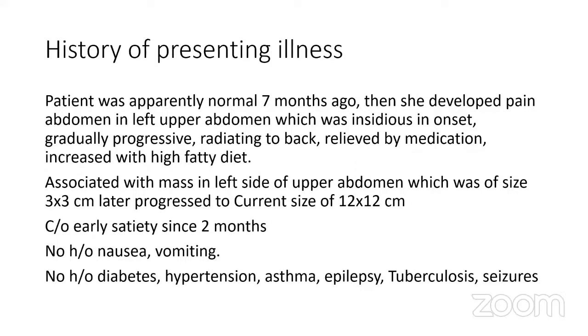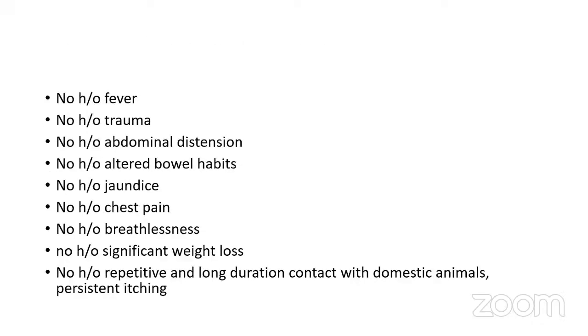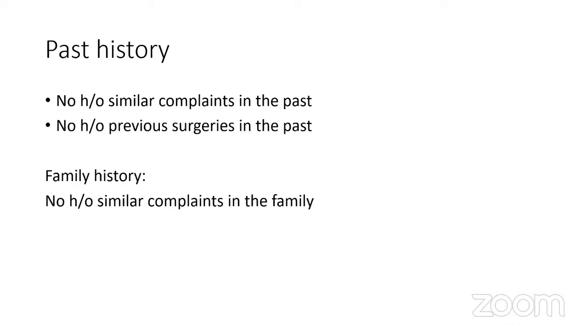There was no history of nausea, vomiting, no history of diabetes, hypertension, asthma, epilepsy, tuberculosis, or seizures. She also gives no history of fever, trauma, abdominal distension, altered bowel habits, jaundice, chest pain, breathlessness, significant weight loss, repetitive and long duration contact with domestic animals, or persistent itching. In past history, she has no similar complaints in the past, no history of previous surgeries, and no similar complaints in the family too.